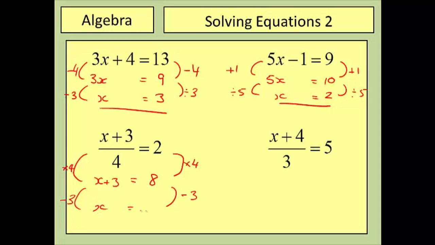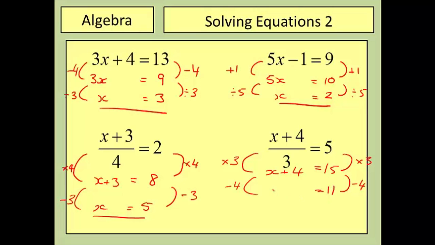And in this final example, again I need to undo this divide by 3 here, and I'm going to do that by multiplying both sides by 3. 5 times 3 is 15, and when I times this side of the equation by 3, I've got x plus 4. Final step now to get to an answer is I need to do the inverse of plus 4, which is subtract 4. Again, I do this to both sides of the equation. 15 take away 4 is 11, and x plus 4 take away 4 just leaves me with x. Well done if you got those correct.